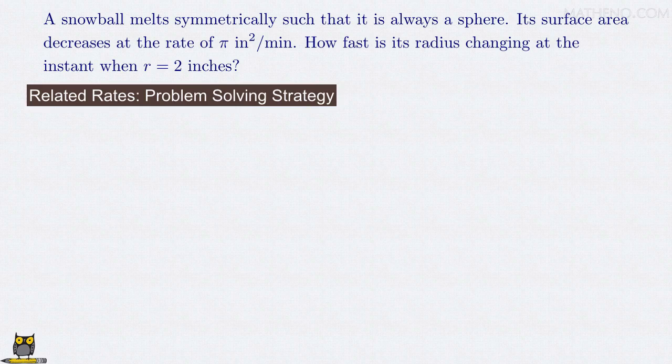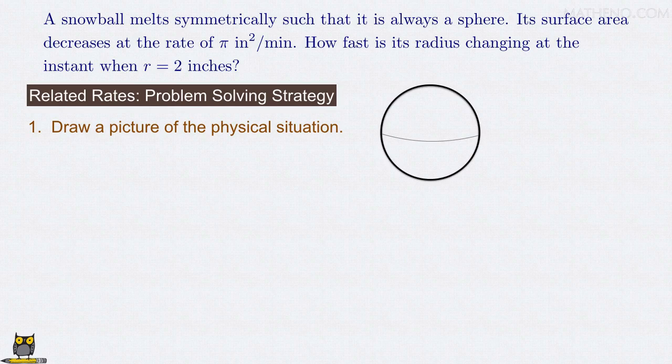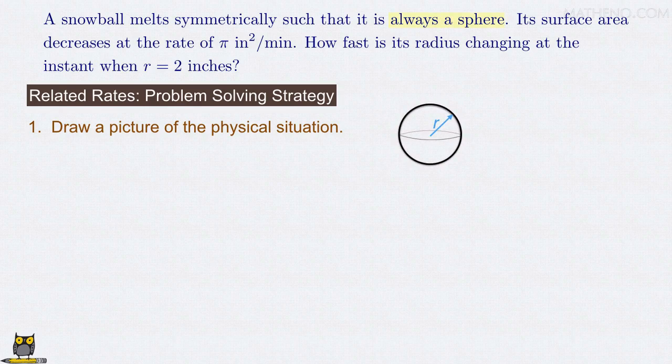Now, the first step in solving any word problem is, of course, to draw a picture of the physical situation. So let's quickly sketch a sphere. And anytime we have a sphere, we automatically add a radius r, since that value will undoubtedly enter into our analysis. Now, the problem states that as the snowball melts, it always remains a sphere, and that fact is going to be crucial to our solution.